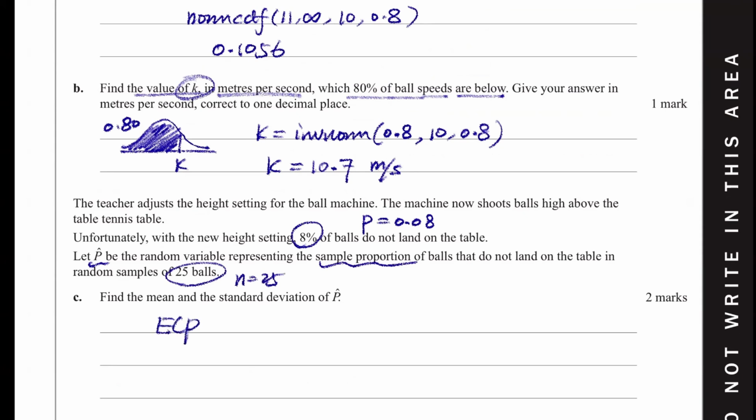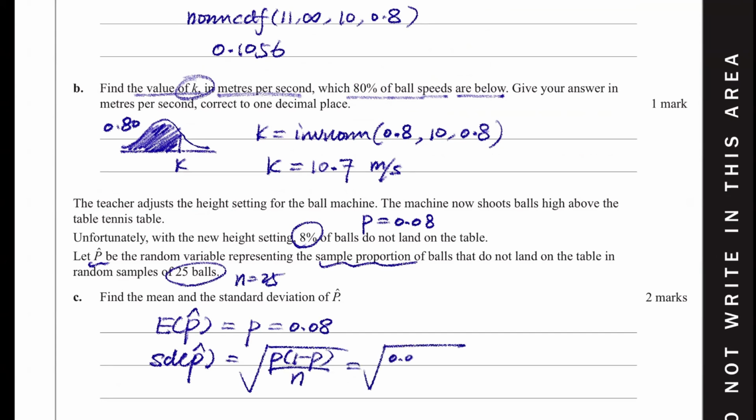So the expected value of capital P hat is just P, which is 0.08. The standard deviation of P hat is square root of P, 1 minus P, divided by n. So that is 0.08 times 0.92 divided by 25. And you have to calculate this, simplify this answer. So if you chuck it into your CAS calculator, you will get root 46 divided by 125.